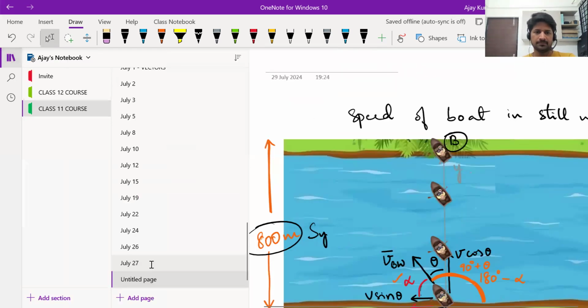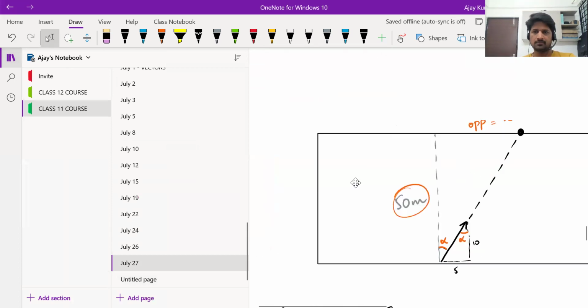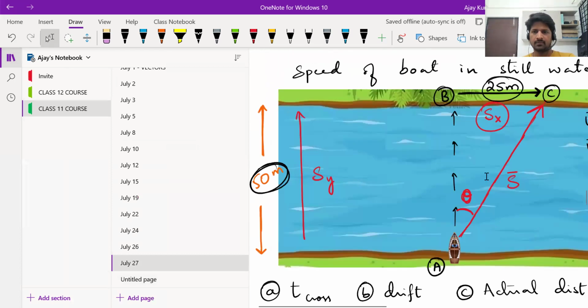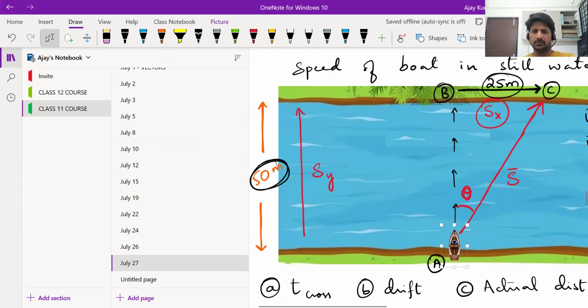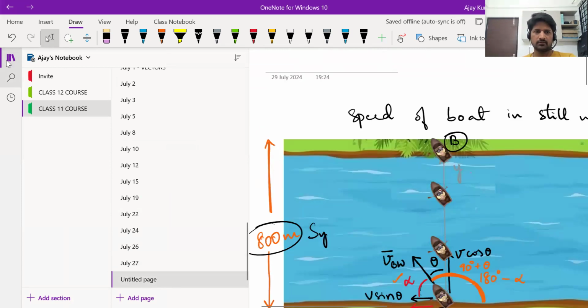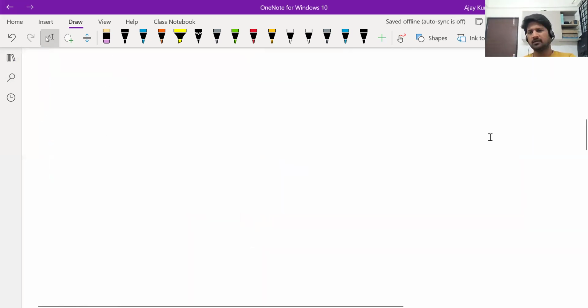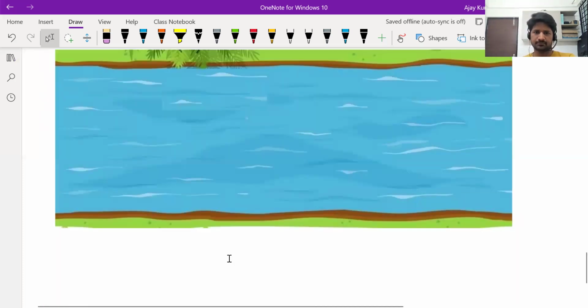Just a moment. Yeah, the boat must be angled this way, perpendicular to the flow of the river, or perpendicular to the river bank also, you can say.